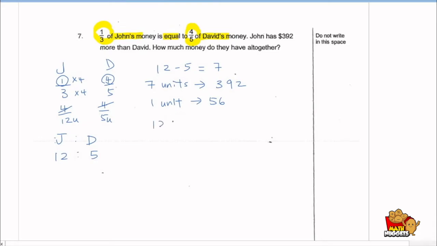Altogether would be, the total units is 12 plus 5, which is 17. So we need to find out 17 units, which is 56 times 17. That will give us $952.